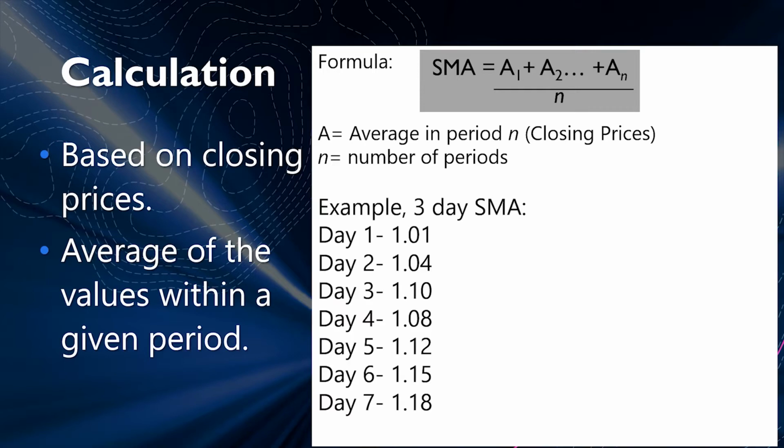Let's use the given data to calculate the 3-day simple moving average. Each price corresponds to the day's closing prices. Here, we will get the average of days 1 to 3. We add the values and divide by 3 to get the average of 1.050. We then move to the average of days 2 to 4, thus the term moving average. Again, we add the values and divide to get the average of 1.073.